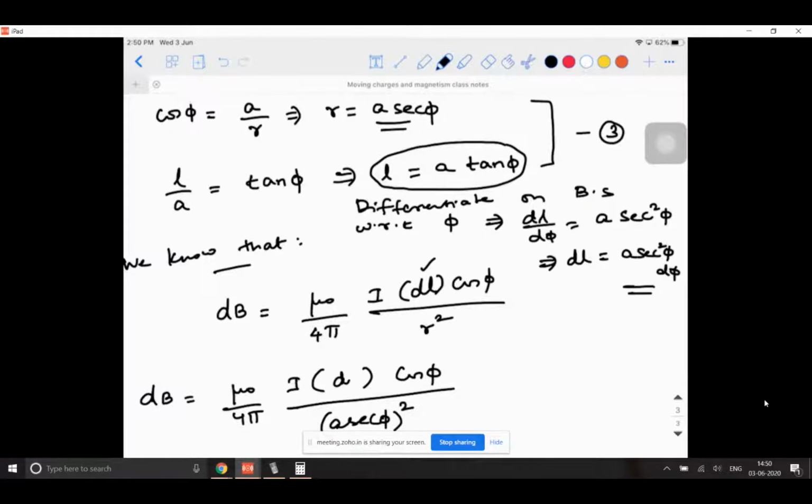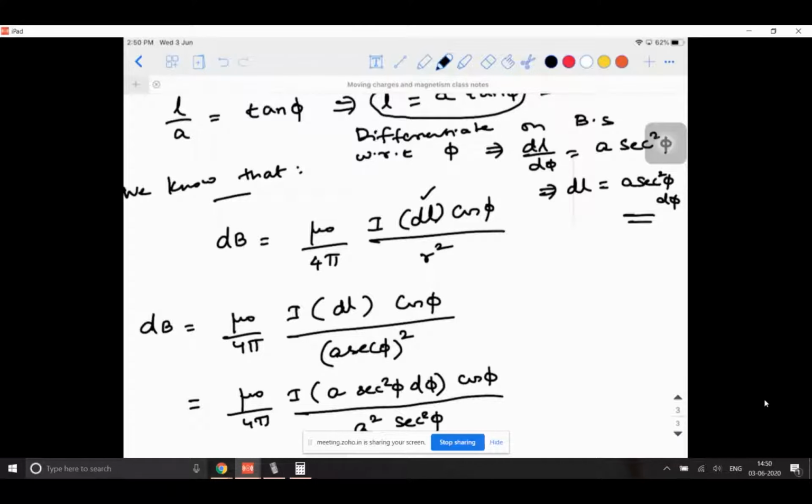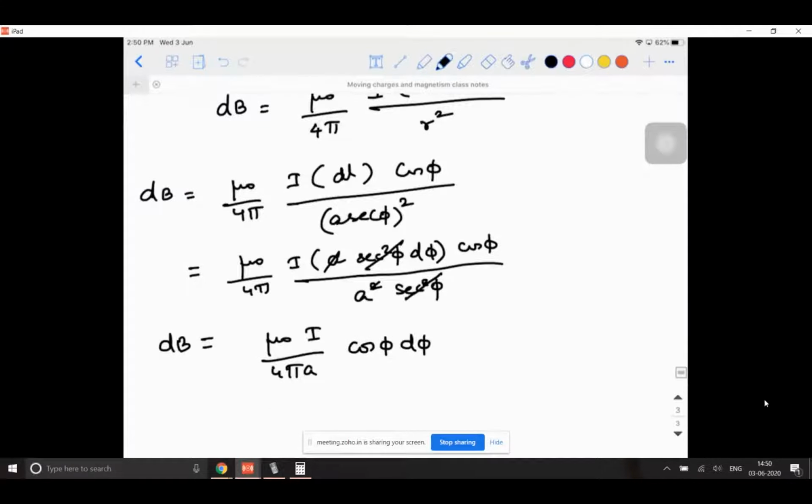Okay, so here, instead of leaving it as dl, I'm going to write it as mu naught divided by 4 pi into I into, in the place of dl, a secant square phi d phi, into cos phi, the whole divided by a square secant square phi. Now what will get cancelled? Secant square phi and secant square phi are gone, a and a are gone. So you will have mu naught I divided by 4 pi a into cos phi d phi, which is dB. Till this step, is there anyone having a doubt?